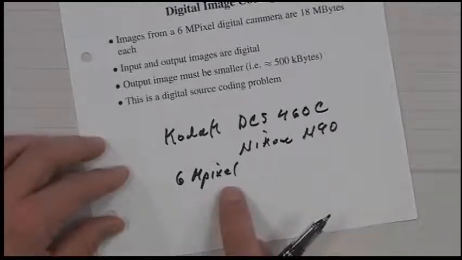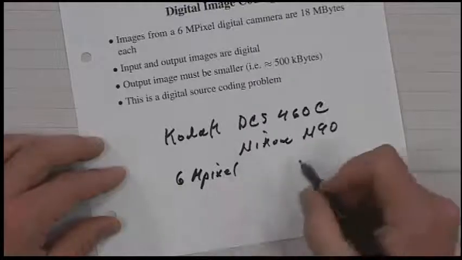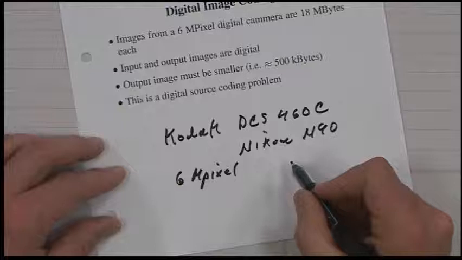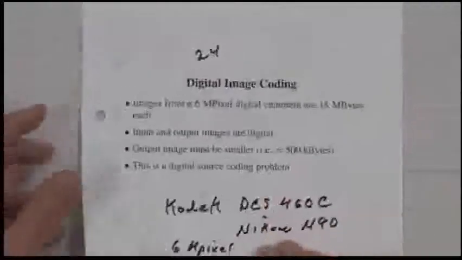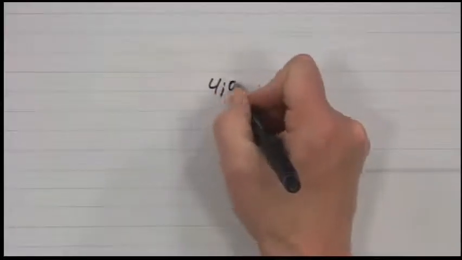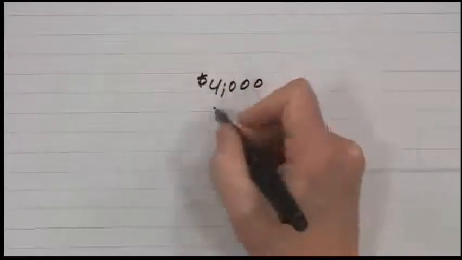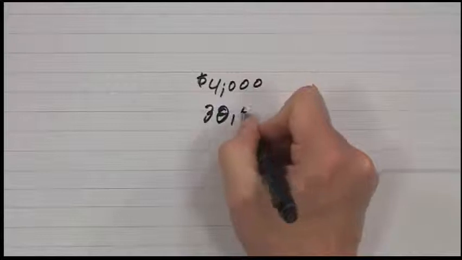So it was 6 megapixel, okay? So this was really hot stuff, okay? Okay, now how much do you think it cost? Thousands. Okay, give me a specific number. I'll accept bids. 4,000. 4,000. 30.